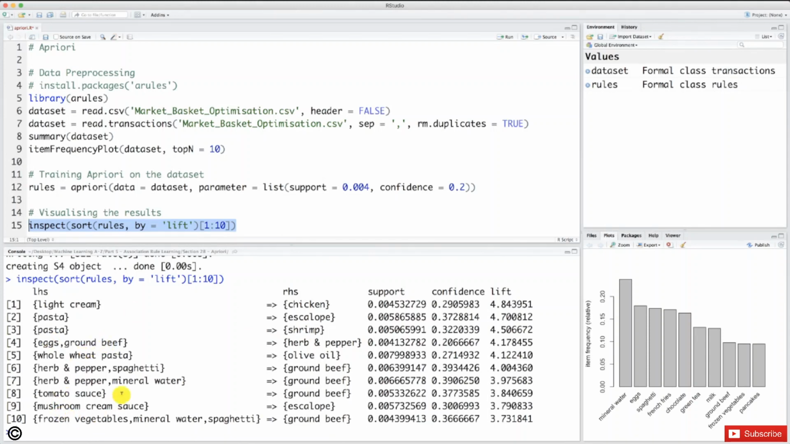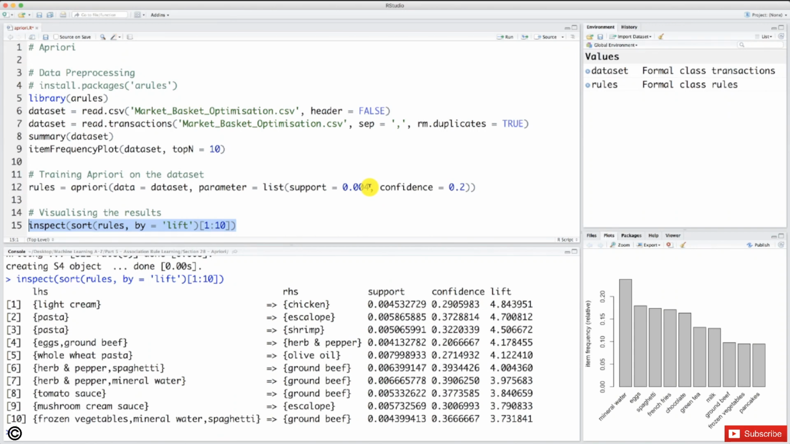And then we have the same kind of rules as before, except for this new rule here. French people love to associate mushroom cream sauce with escalope. So indeed, that's a very good meal. Mushroom cream sauce goes very well with escalope. Okay, so interesting new rules that we obtain when we increase the support.